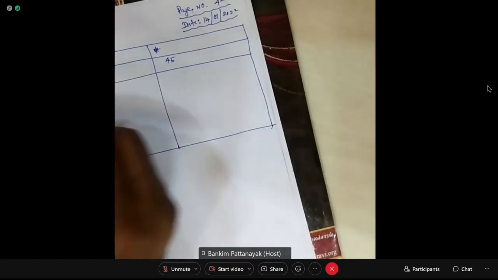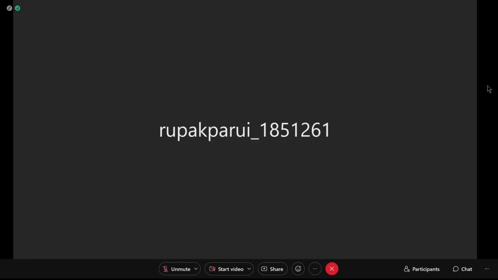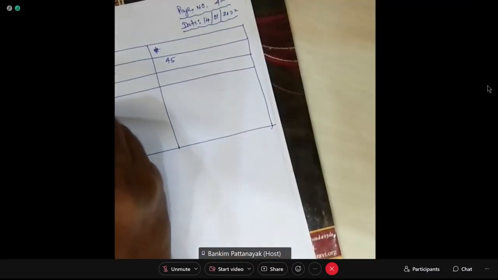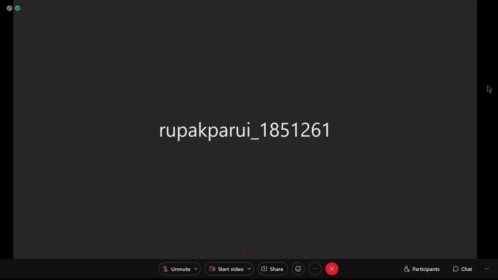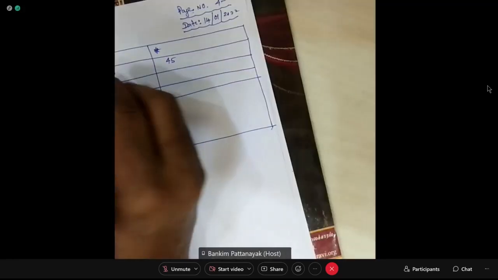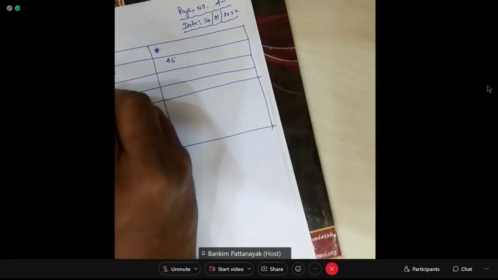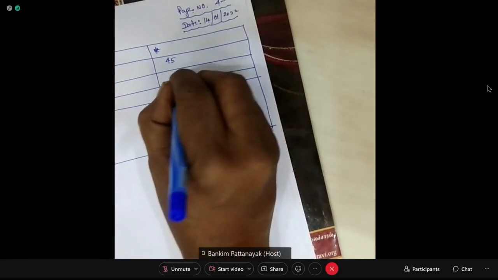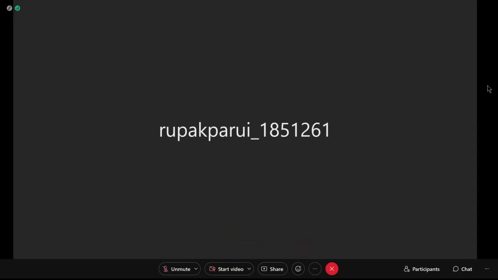Sir, can you please tilt the page in such a way that we can all see it totally? The page is not visible totally. Can you move it right?